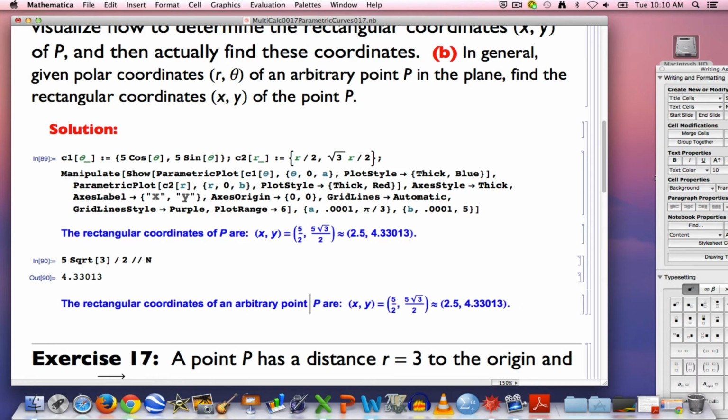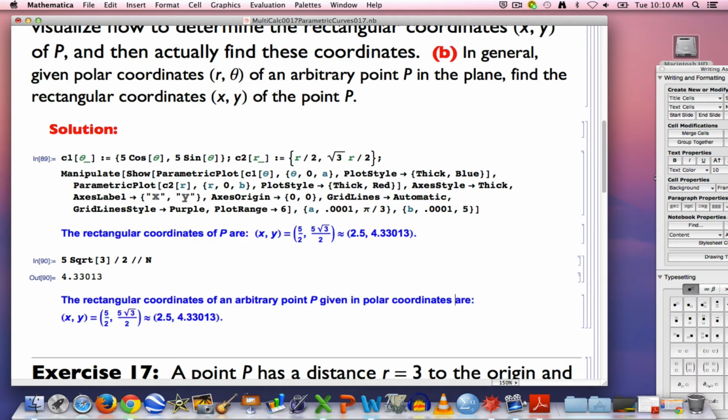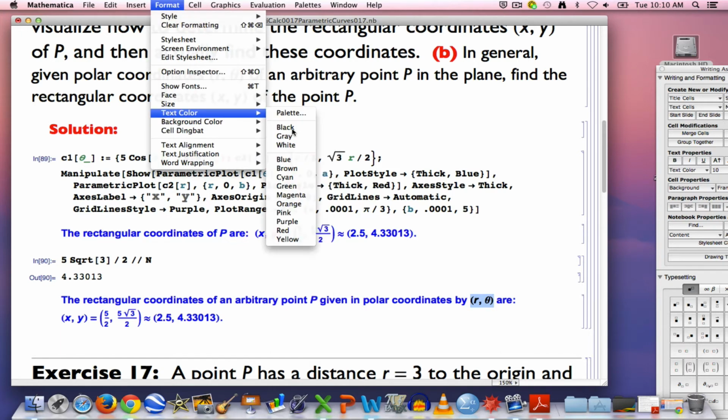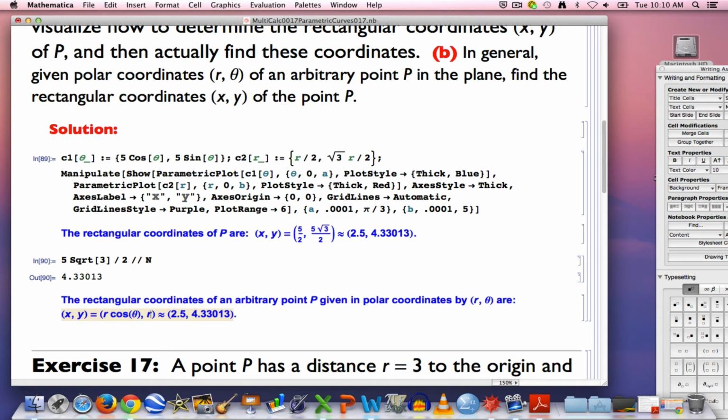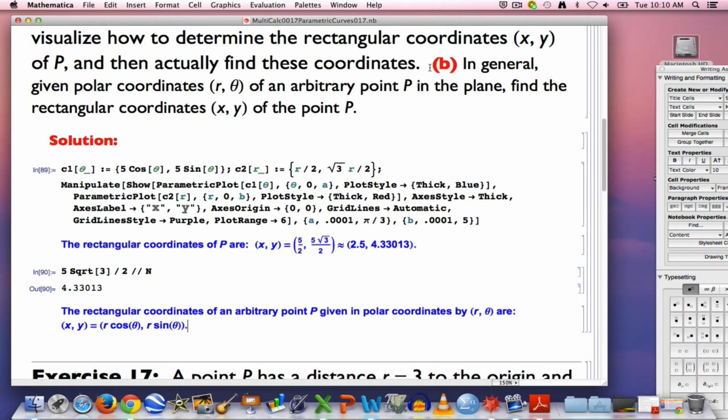How about the rectangular coordinates of an arbitrary point P, given in polar coordinates by r comma theta? So I've got an arbitrary r and theta representing the arbitrary polar coordinates of the arbitrary point P. Think about that as well. I hope you realize, based on, again, maybe how I made C1 and C2, that the x-coordinate of P is going to be r cos theta, and the y-coordinate is going to be r sine theta. That's the exact expression for the rectangular coordinates of P. So that's the answer to the second part, part B.